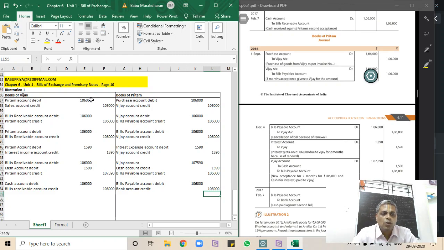So just go through these entries. These are very simple entries, and they follow a sequence. It follows an order: sale happened, bill raised, bill accepted, bill dishonored or bill extended, interest paid for extension of bills, fresh bill raised, and then bill settled. So the sequence of entries flows, right?